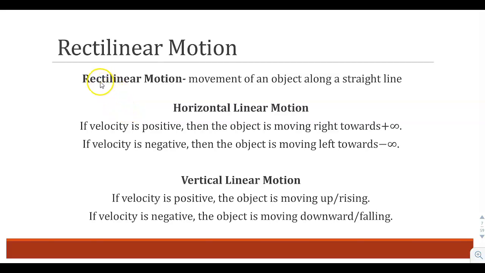In this class, we're mostly going to focus on rectilinear motion, which is movement of an object along a straight line. So we have two different possibilities. We can have horizontal linear motion, which is moving left or right. So it depends on the sign of velocity. If velocity is positive, then the object is moving right towards positive infinity. And if velocity is negative, then the object is moving left towards negative infinity. And if I have vertical linear motion, so I'm traveling up or down, if velocity is positive, then the object is moving up. And if velocity is negative, then the object is moving downward.